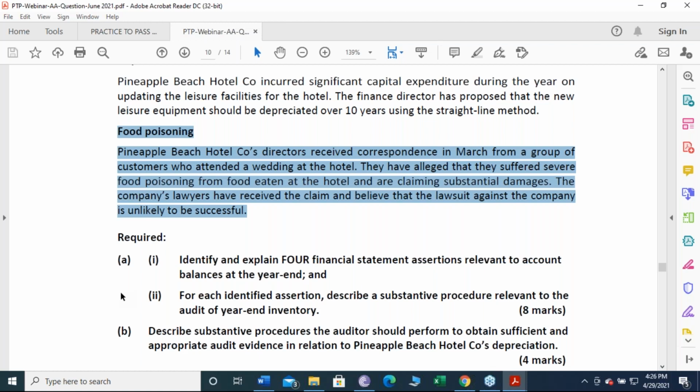Last but not the least, I would like to review the disclosure notes in order to make sure that the client has fully disclosed the whole situation in accordance with IAS 37 provisions, contingent liabilities, and contingent assets. Is this clear to you? The food poisoning thing. Please let me know through your question box. Is this clear?